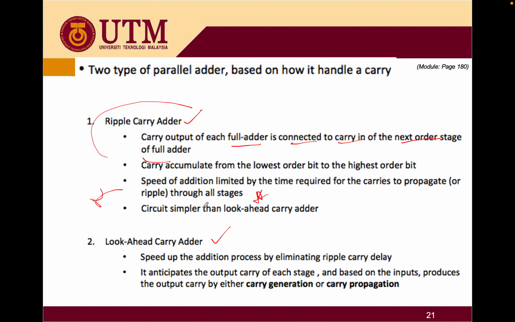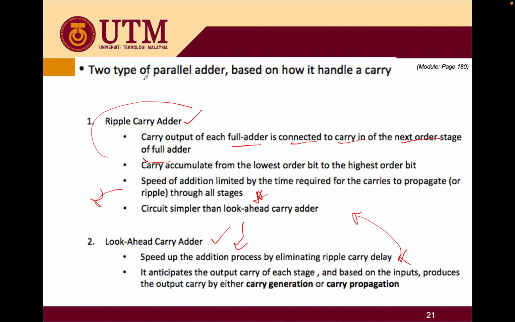The circuit is simpler than the look ahead carry adder. While the look ahead carry adder speeds up the addition process by eliminating the ripple carry delay. So please make sure you read these statements. This is all parallel adder, but there are types of parallel adder: the ripple carry adder, or the look ahead carry adder. You need to know the difference between each other.